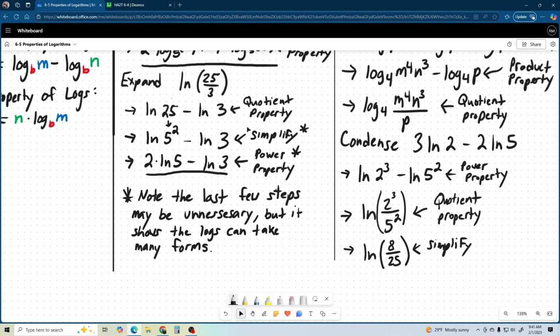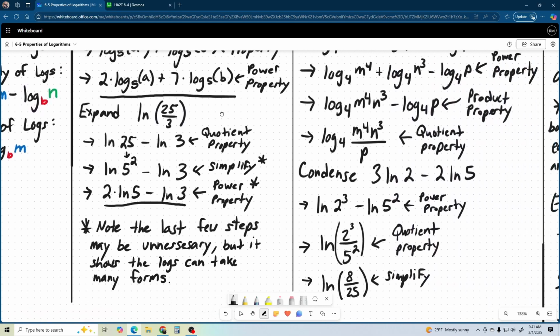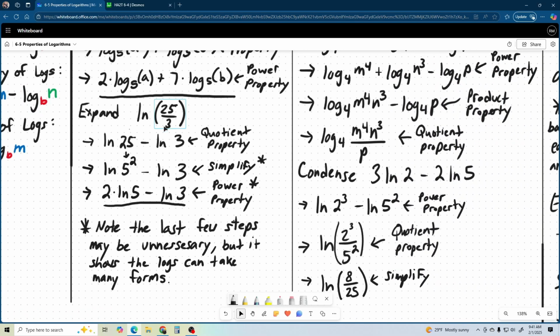All right, so if we have the ln of 25 divided by 3, remember that using the quotient property, we can rewrite this as the ln of 25 minus the ln of 3, right? Because if we look over here, m over n equals log m minus log n. So that's what we're doing. We're taking the 25 and we're subtracting 3. So ln of 25 minus the ln of 3, and that was using the quotient property.